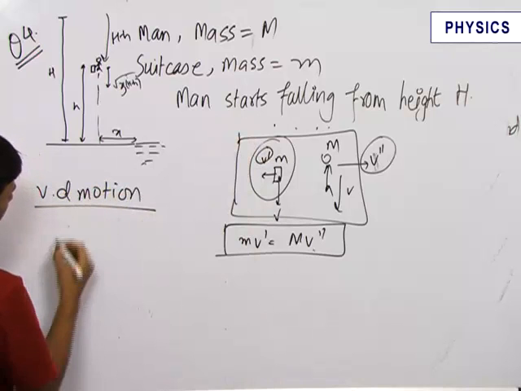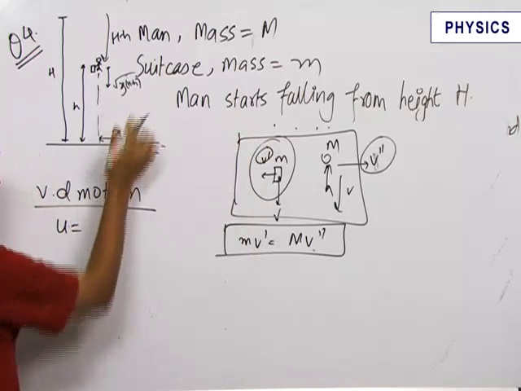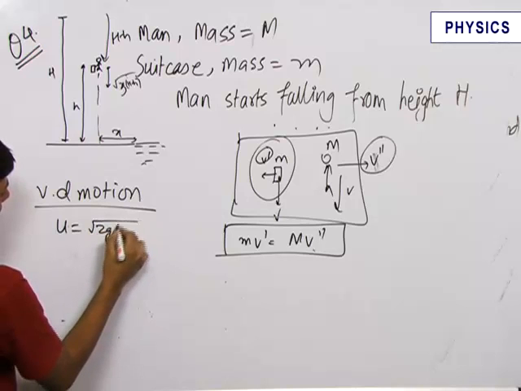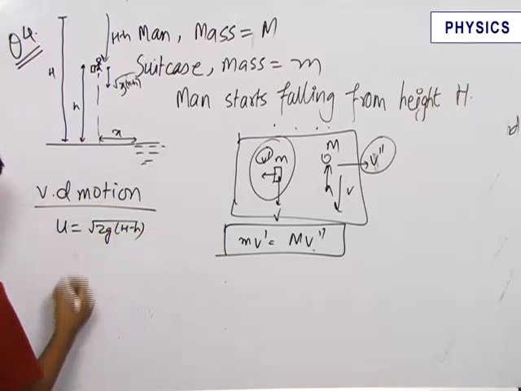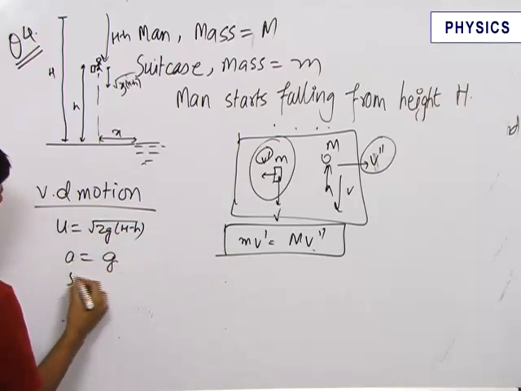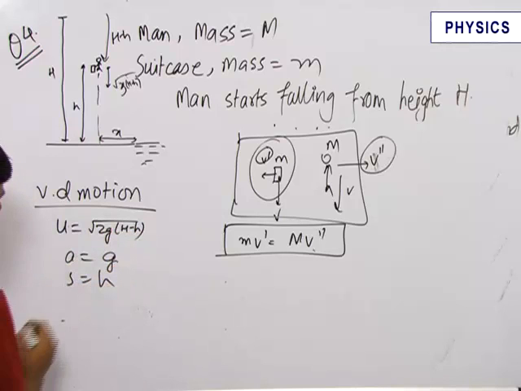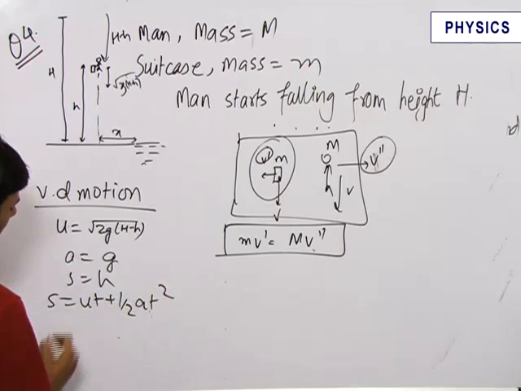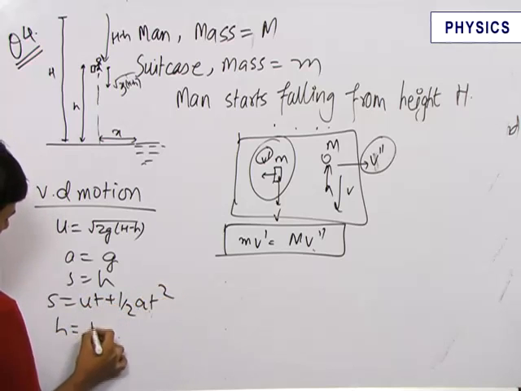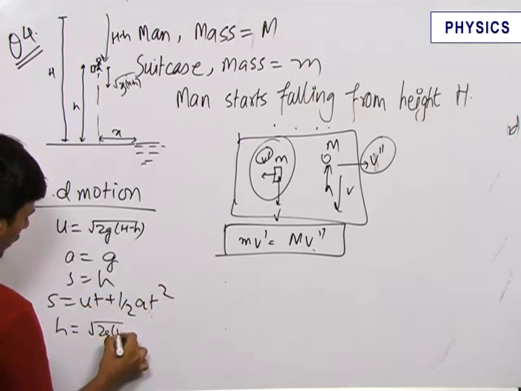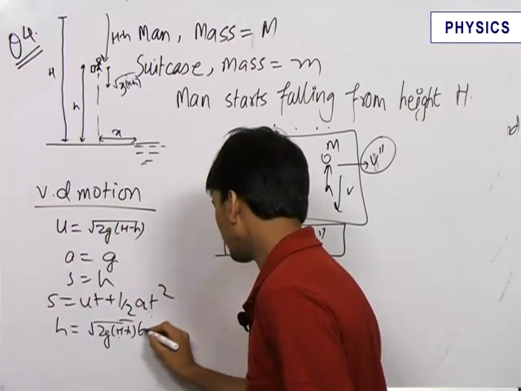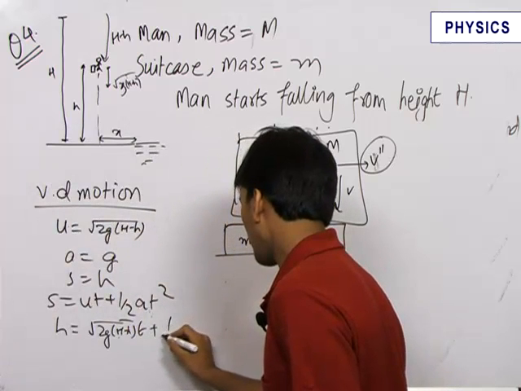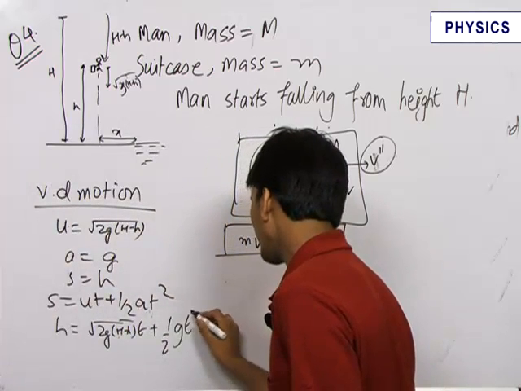Therefore for the vertical direction motion, initial velocity now was root over 2g into (H minus h), acceleration was equal to g and displacement is equal to h. So the time taken can be found out as s is equal to ut plus half gt squared. Therefore displacement h is equal to root over 2g into (H minus h) into t plus half gt squared.